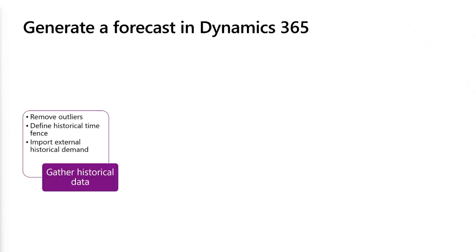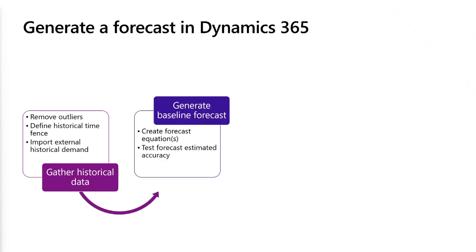First, we gather our historical data. If we do not have enough history yet in Dynamics, we can use the data migration framework to import external historical demand. Next, we trigger forecast generation on the Azure side, which will create the forecast model as we explained, and then test the mean absolute % error for the model.